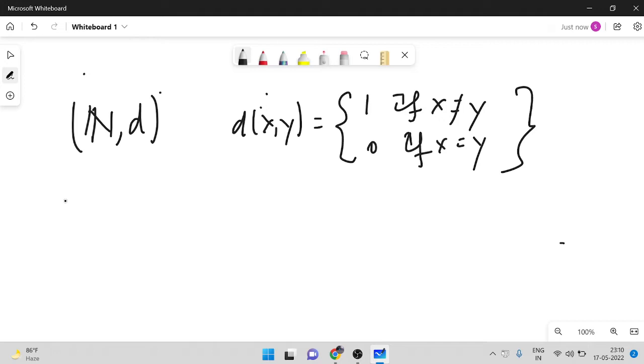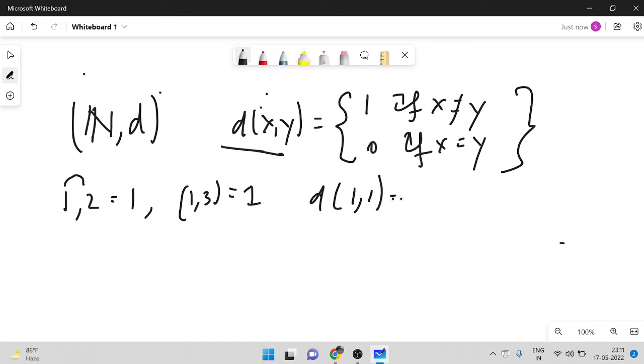Take two numbers, 1 and 2. What is the distance between 1 and 2? According to this formula that I have defined, it's 1. What is the distance between 1 and 3? It's 1, because 1 is not equal to 3, hence the distance between them is 1. The distance between 1 and 1 is 0. So is this a valid notion of distance?